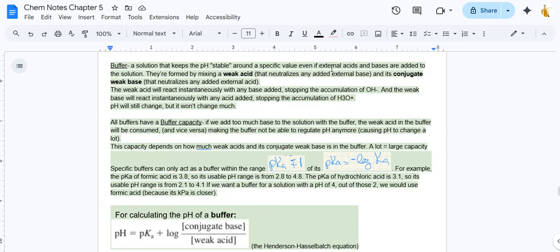So it works because when an external base is added, the weak acid in the buffer neutralizes that. And when an external acid is added to the buffer, the conjugate weak base of the buffer neutralizes that external acid. And this is just another way to describe it in a more specific way.